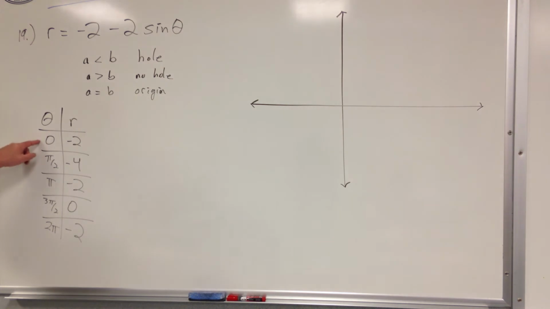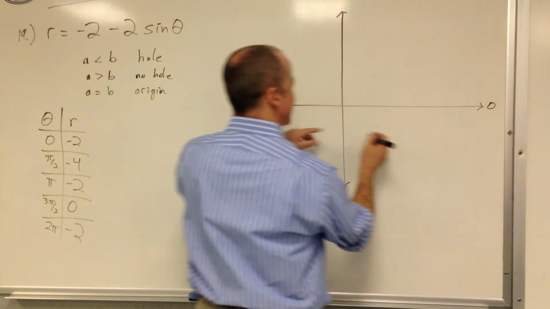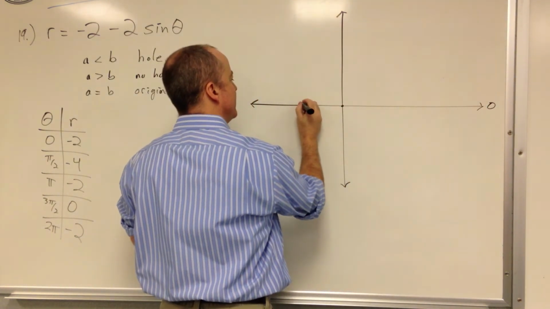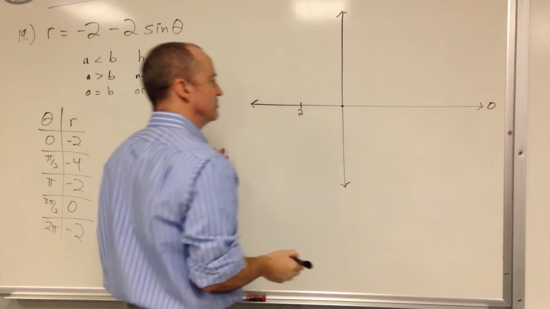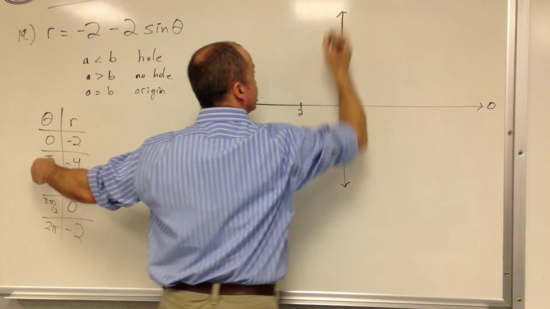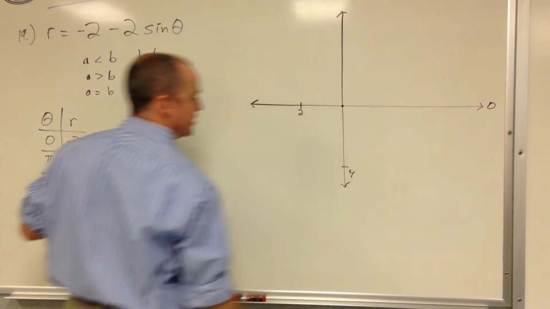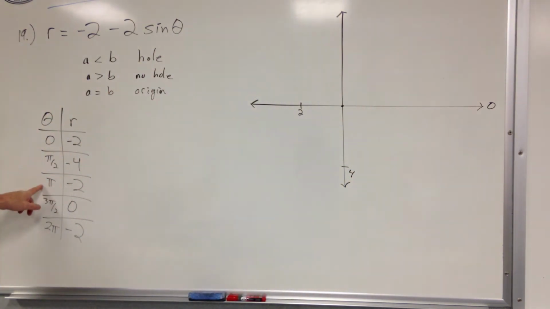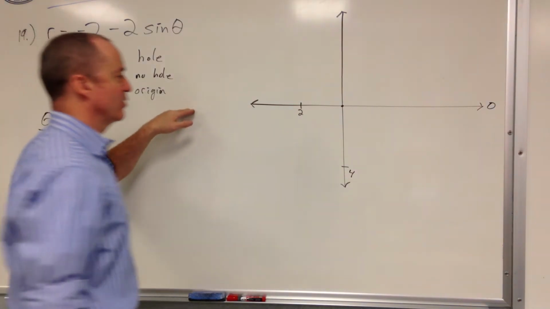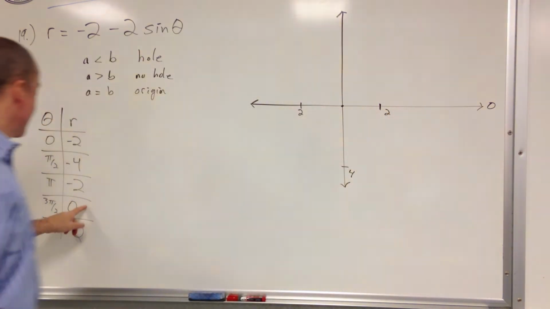All right. 0, negative 2. 0 means I'm facing the 0 radians axis. Negative 2 means I go back this way, 2 units. Pi over 2 means I'm facing the 90 degree axis. Minus 4 means I go this way 4 units. Pi, 180 degrees, means I'm facing west, but the negative sign means I go east 2 units.